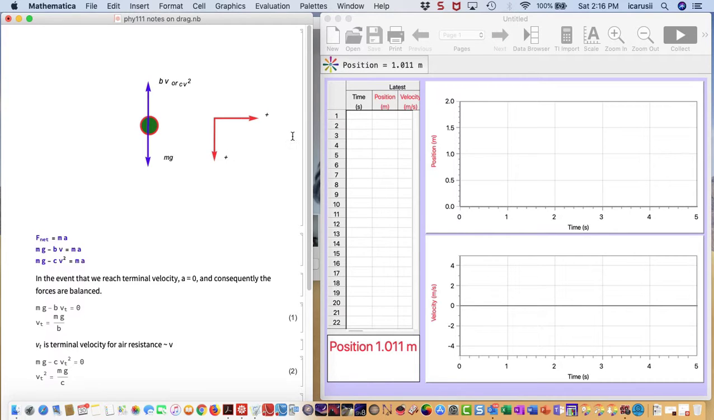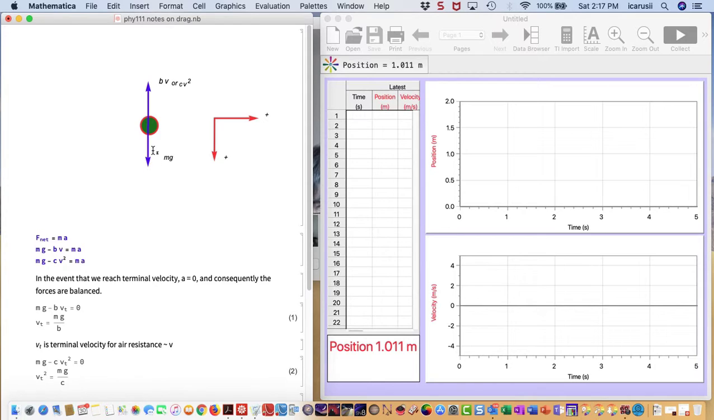So I have on screen here a Mathematica document that describes the physical situation that's happening here. So you look at the coffee filter. The coffee filter is represented as a dot in the particle method, and you have two forces acting when we consider air resistance. The gravity is acting downward.